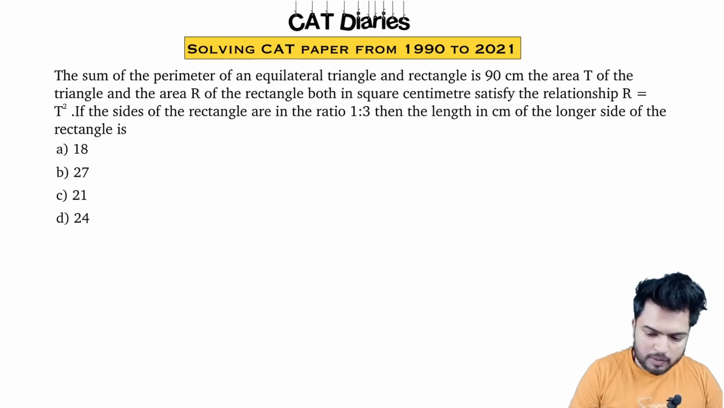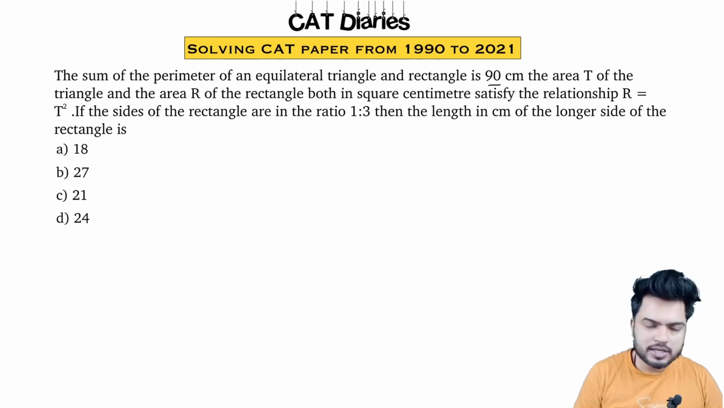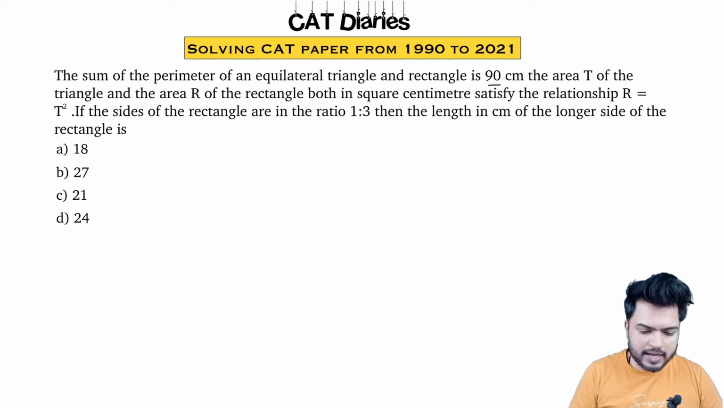The sum of the perimeter of an equilateral triangle and a rectangle is 90. Area T is of the triangle and area R is of the rectangle, both in square centimeters, and they satisfy this relationship: R is equal to T square. If the sides of the rectangle are in the ratio of 1:3, then the length in centimeters of the longer side of the rectangle is.